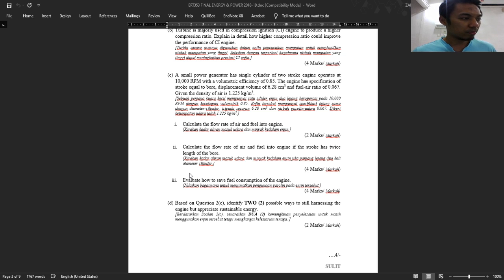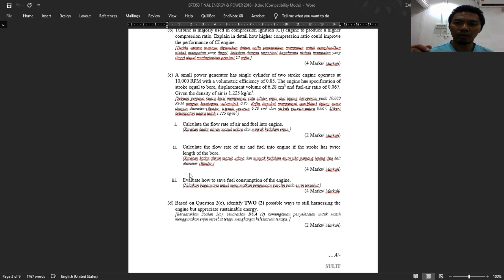And the last one, question D, based on question 2C, list 2 possible ways of harnessing the engine with sustainable energy. Easy. By using a hybrid car, a hybrid engine. With a hybrid engine, you can harness solar energy, or you can use bioethanol, or you can use biogas. There are a lot of things you can list. Just identify 2 ways. You don't need to describe anything. For example, if you put biogas there, I give you 1 mark directly.